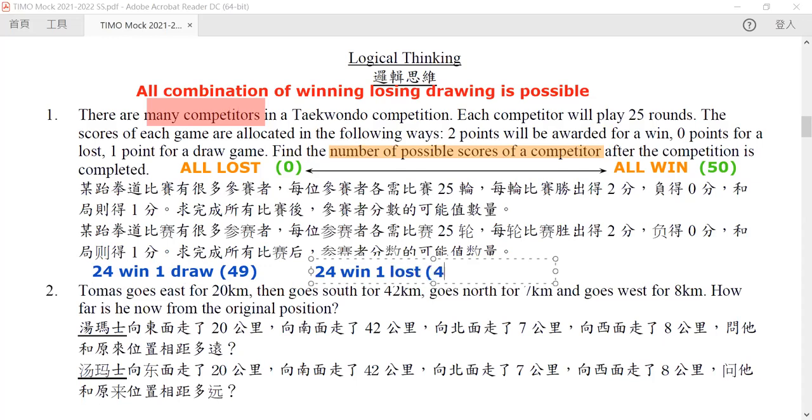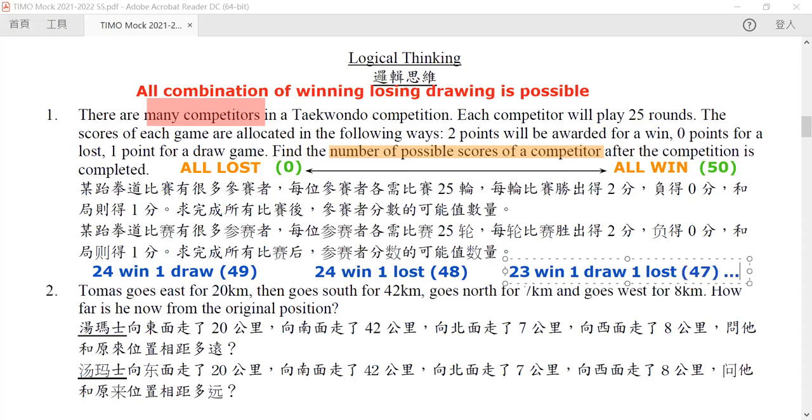So this will be 48. And for 47, you just keep on doing this. It's 23 wins, 1 draw, and then 1 loss. And then it will be 47, and so on and so forth.